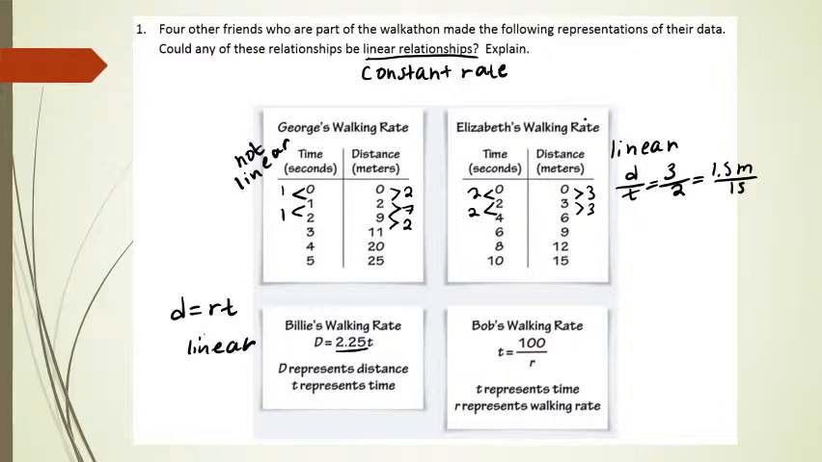Then I've got Bob's walking rate. So it says time equals 100 divided by the rate. T equals time, R represents walking rate. Well, that looks a little bit different than anything else I've seen. One way to check this too would be to graph it. So for example, I'm basing the rate and the time here. I'm connecting those two. So for example, if the rate is 1, right, 100 divided by 1 would be 100. So I'm just going to make this 1, I'm going to make this 100. If the rate was 2, 100 divided by 2 would give me 50. So about halfway through here.